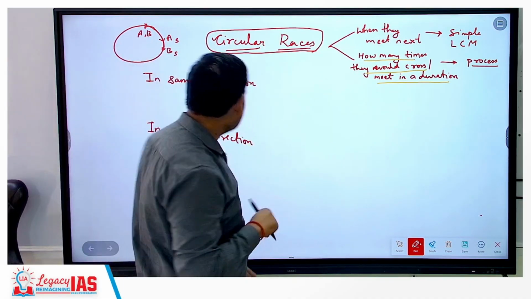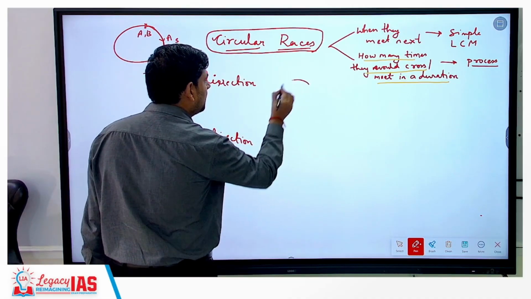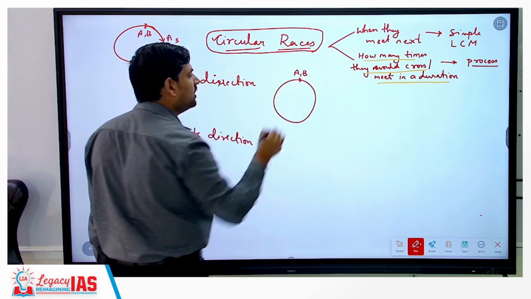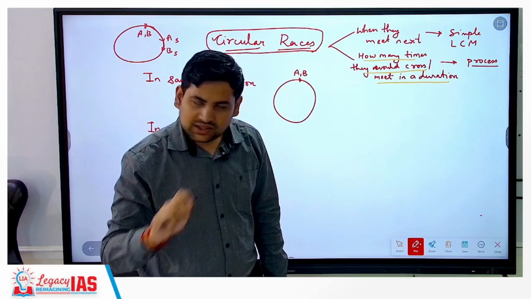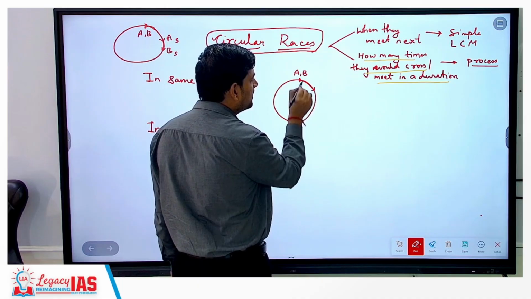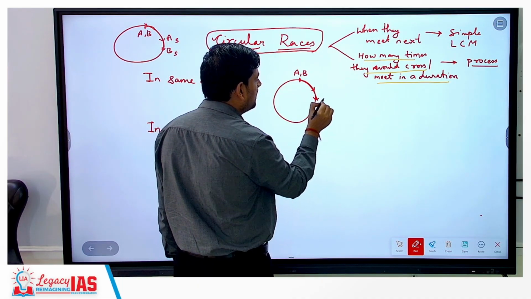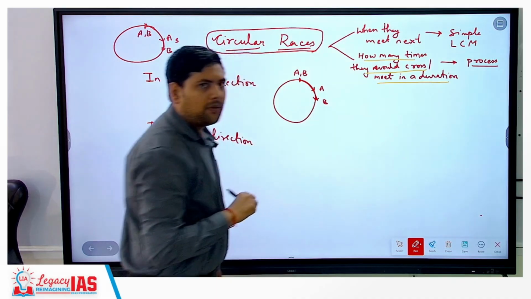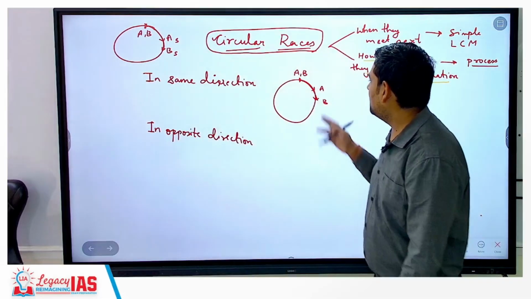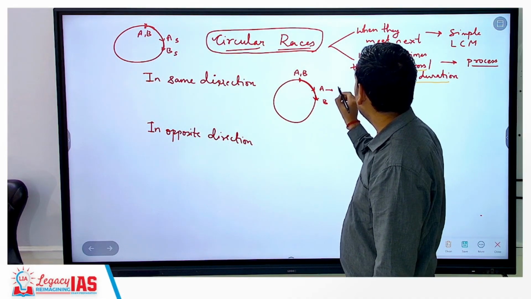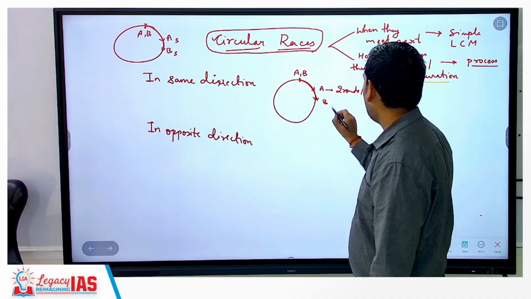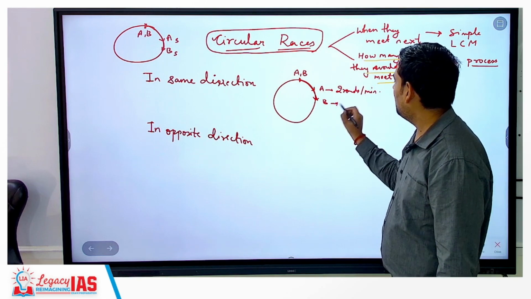Now understand one thing. A and B can be, let's say they start from here, both of them are here. Now they can be moving in the same direction at different speeds. Let's say A is moving in this direction and B is also moving in the same direction. Now when can they meet next? If they have different velocities, let's say A completes 2 rounds per minute and B completes, let's say, 4 rounds per minute.